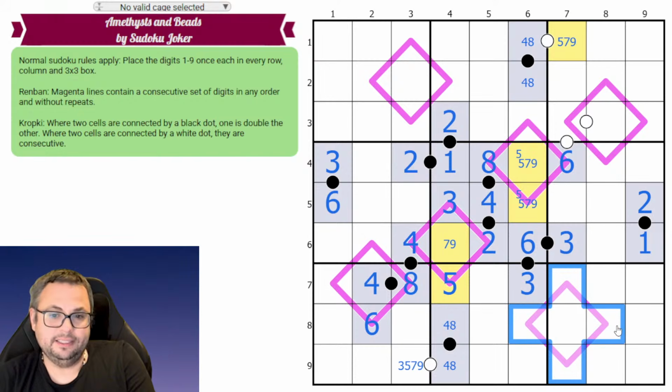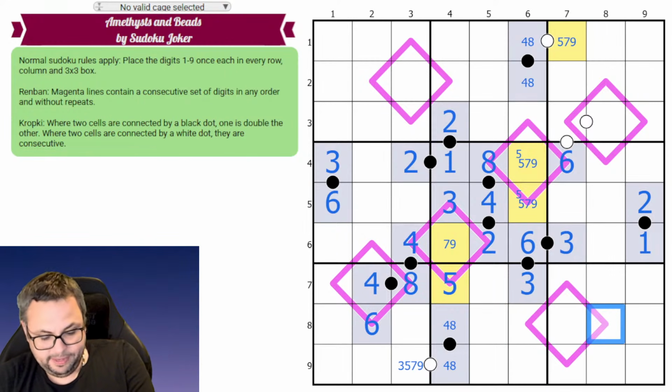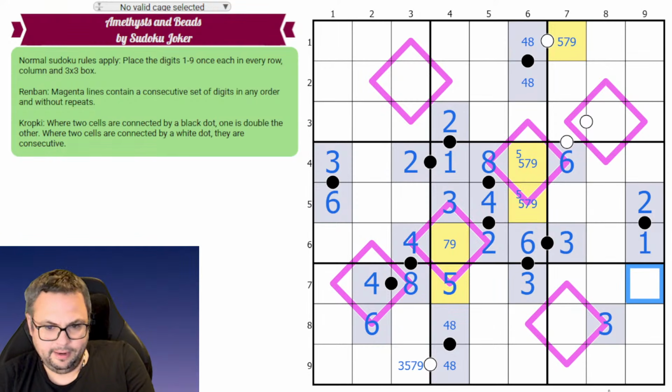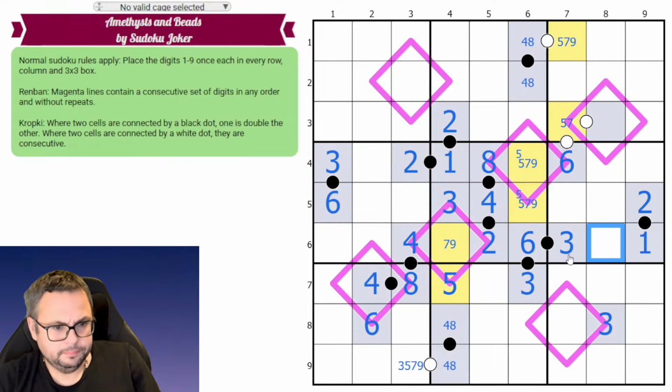This Renban now doesn't have a 6, because those two 6s look at it crisscross ways, which means it needs a 3, and that 3 goes here, because that's the only cell on this that can be a 3. Oh, by the way, this is a 5 or a 7, both of which are yellow. Which means that this digit is not yellow.